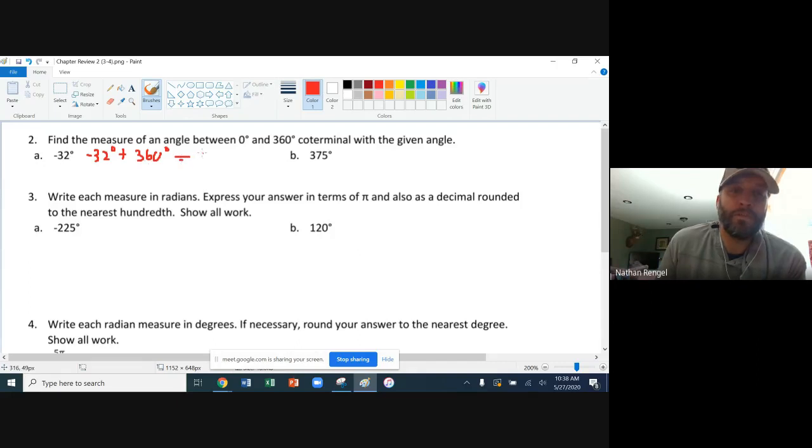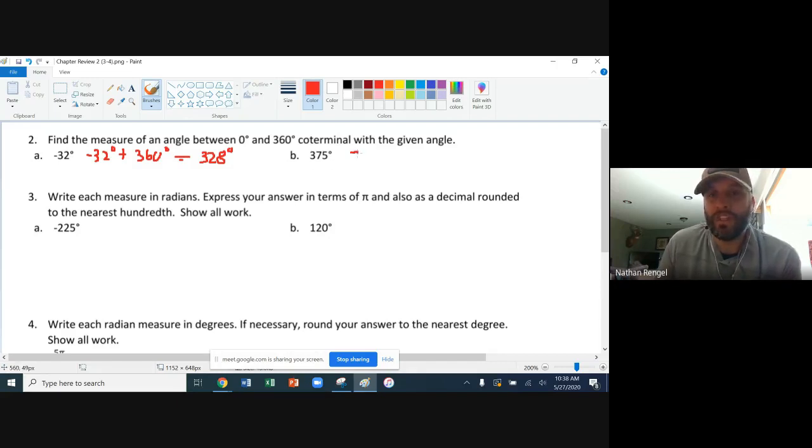That's going to bring me up to 328, which is an angle between 0 and 360. So negative 32 and 328 degrees are going to have the same terminal side, which means they'd have the same sine and cosine as well.